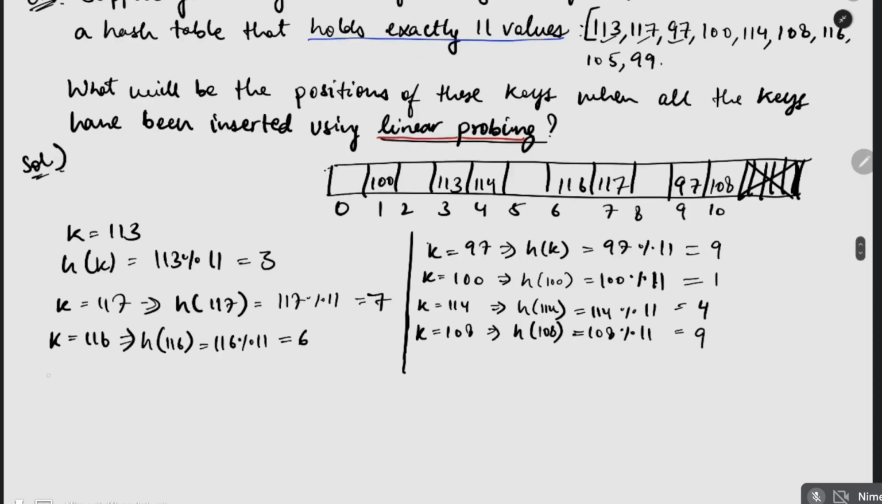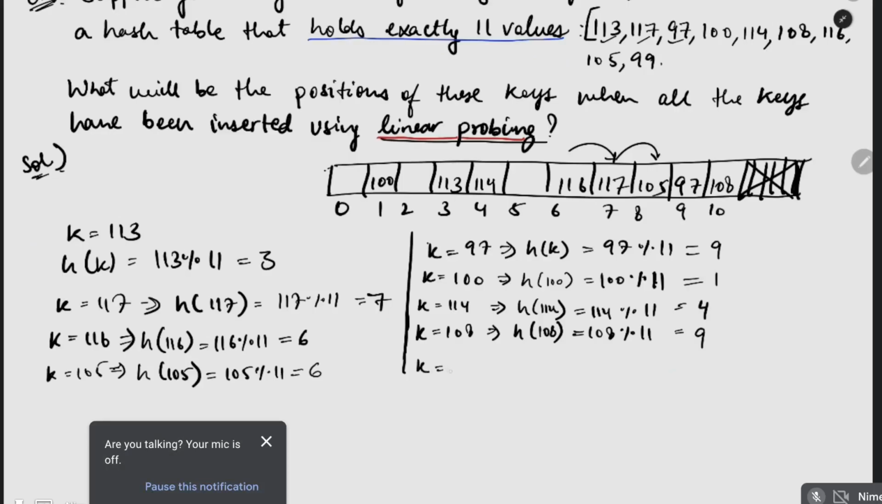Right. The next key to check is 105. H of 105. So 105 mod 11 is equal to 6. This is also equal to 6. But the slot at index 6 is occupied. So we do linear probing. We search for the next one. 7 is also occupied, so we search for the next one and we end up at 8, right? 8 is empty, so we can put 105 at index 8.